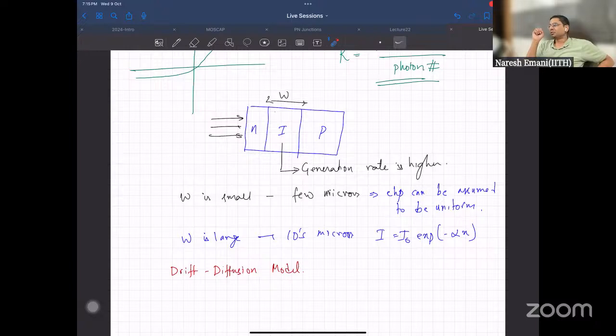If you want to have large sensitivity, then you have to make it a larger device. So there's a trade-off. You design how you want to. You can also play some interesting tricks on the design of the photodiodes.